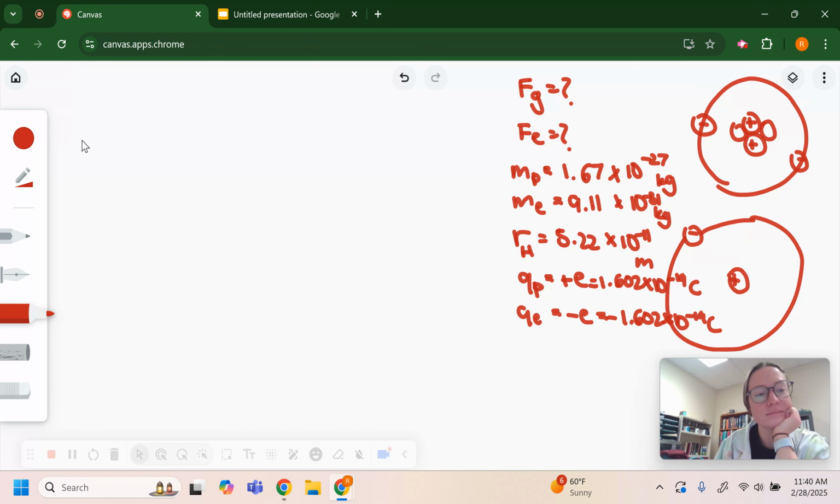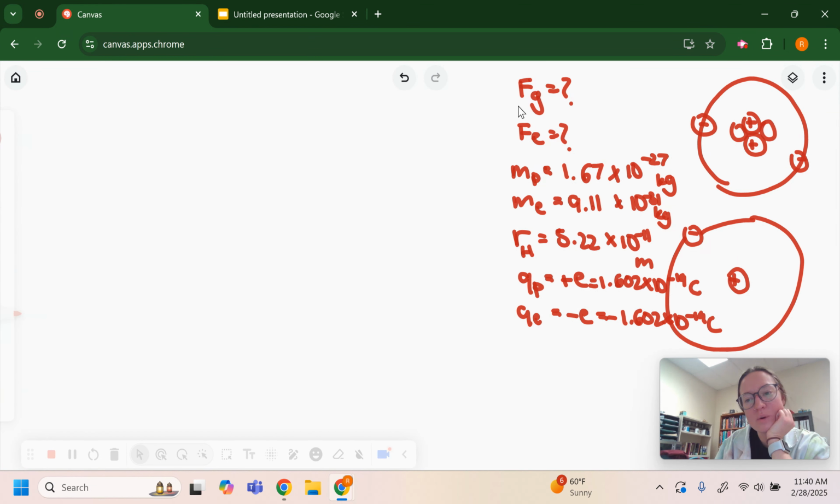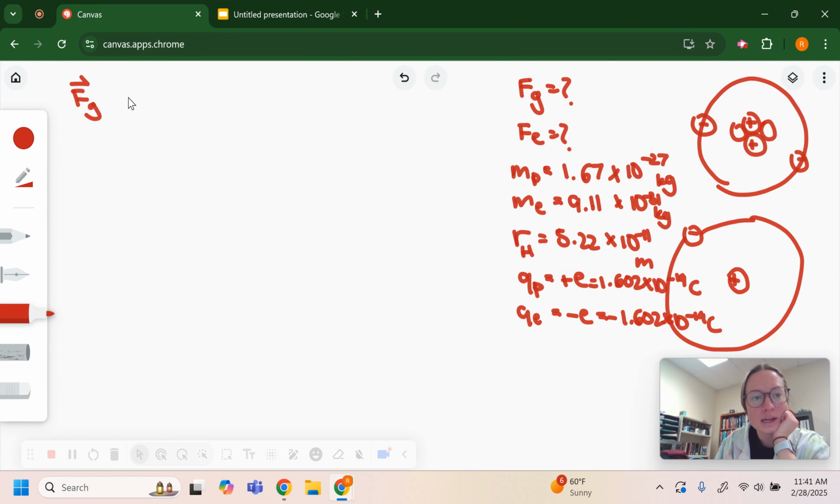Let's go ahead and try it. We'll start by finding the force due to gravity that pulls this little electron and this little proton towards each other. Here's where we would start. We would start by saying that the force due to gravity acting between them is equal to negative G m1 m2 over r squared, like this.